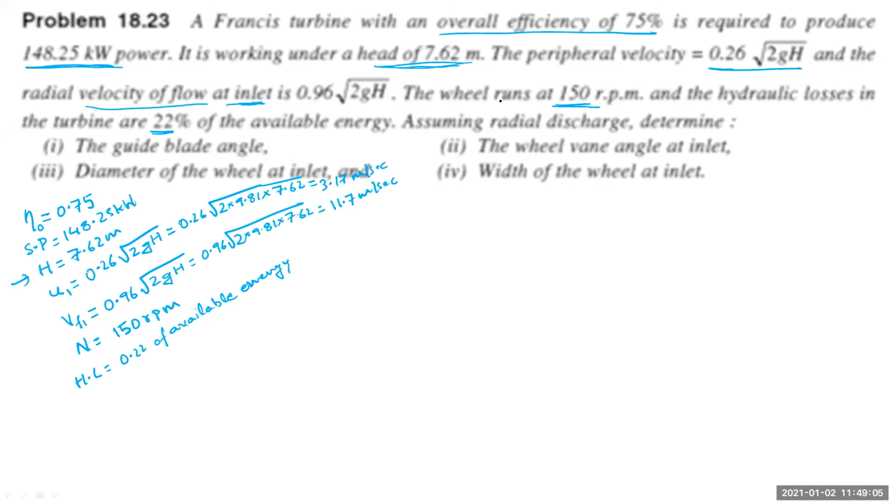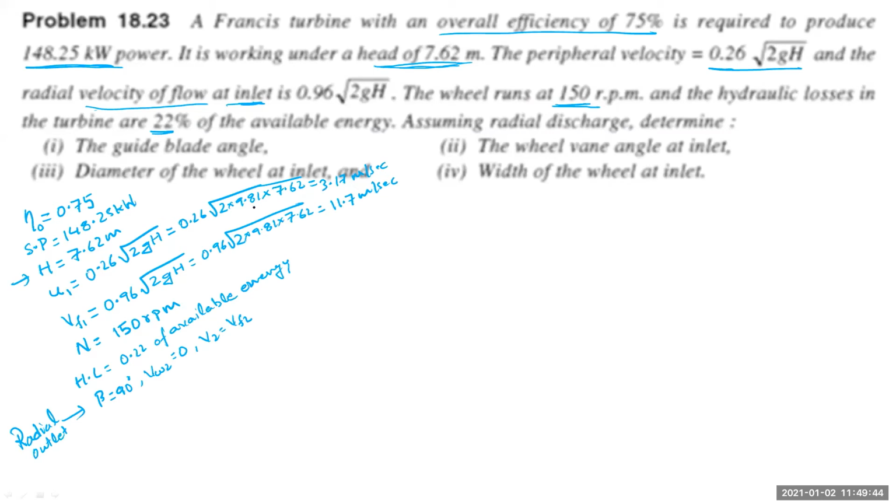Assuming radial discharge, here the radial discharge means beta equals to 90 degrees and Vw2 is your 0 and V2 equals to Vf2. This you remember. This statement I have written for only one word in the question, and that word is radial outlet. Whenever you see radial outlet, you can write this as your input parameter.